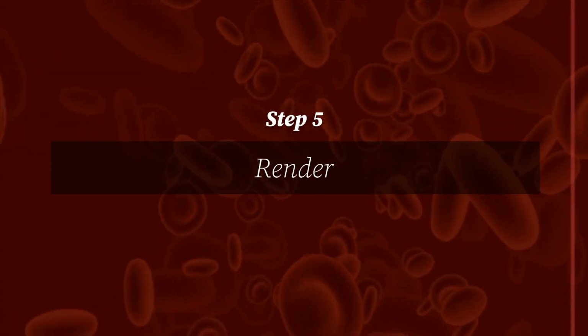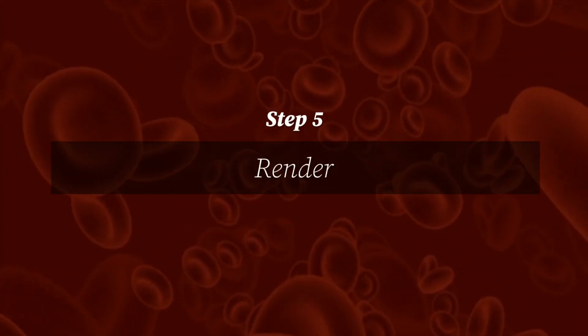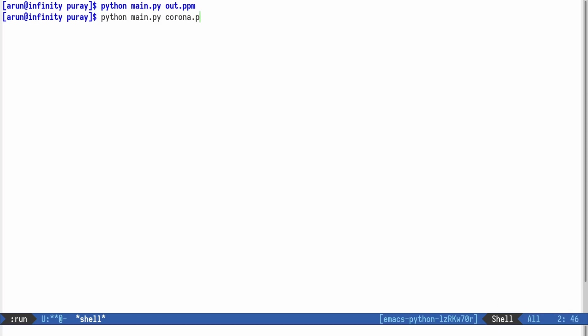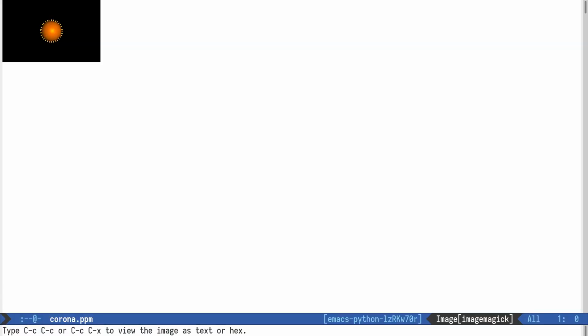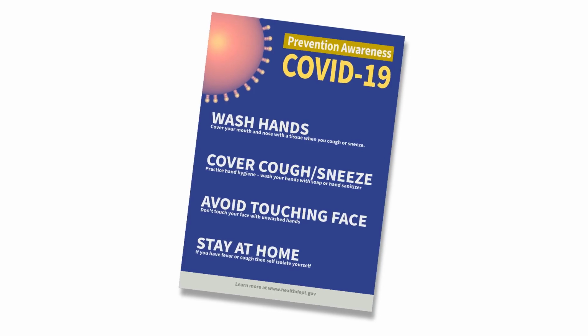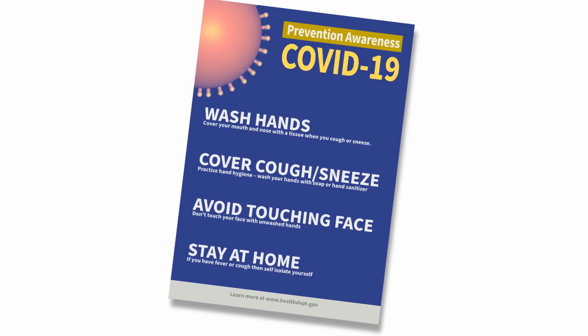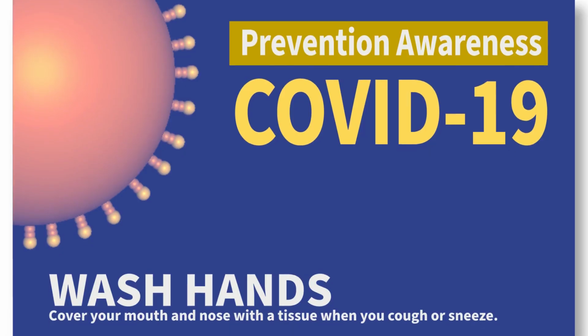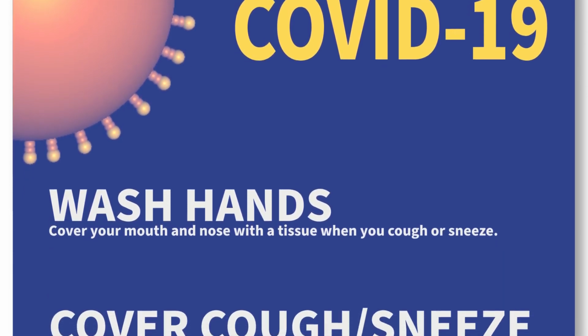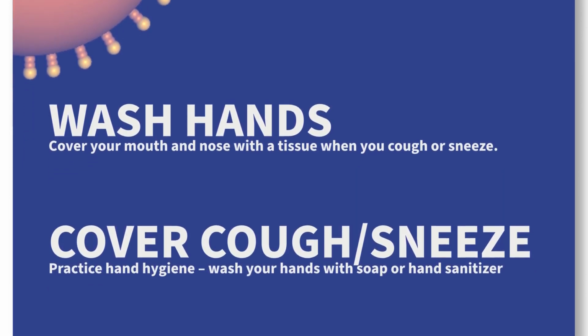Step 5. Render. Running the program with the name of the image will start rendering. I recommend you increase the resolution of the image for a higher quality, but the render time will increase significantly. The poster was also designed in Inkscape. I love posters that are simple and minimal. You could use the rendered image in other places like intros or GIF files.